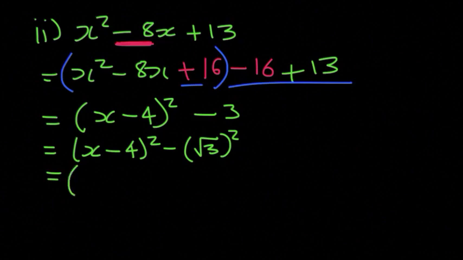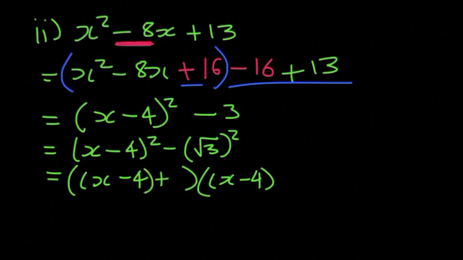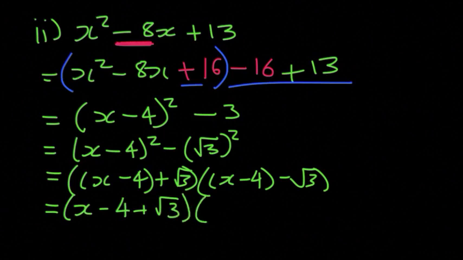We'll have x minus 4 at the front of the first set of brackets and x minus 4 at the front of the second set of brackets. We'll have a plus and we'll have a minus, and there'll be a root 3 there and a root 3 there. And finally, if I remove those brackets that are around the x minus 4, we'll have x minus 4 plus root 3 times x minus 4 minus root 3. And that can't be factorized any further.